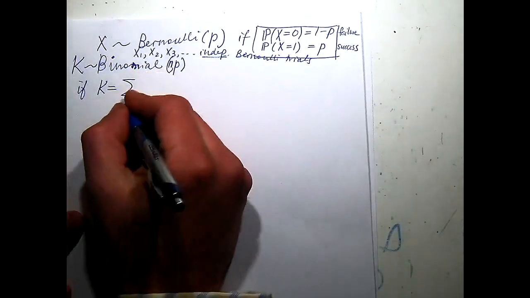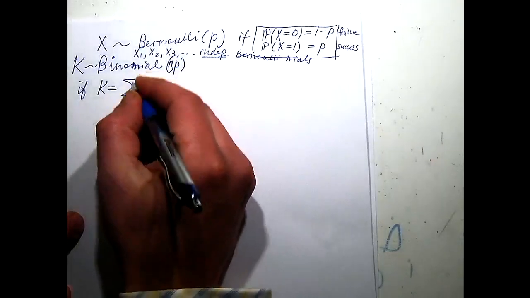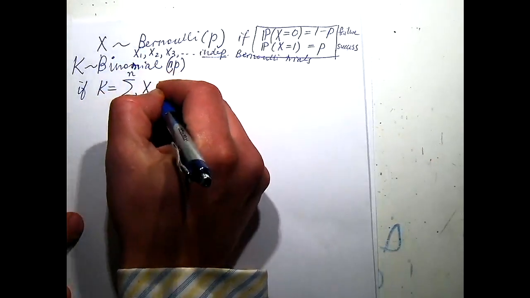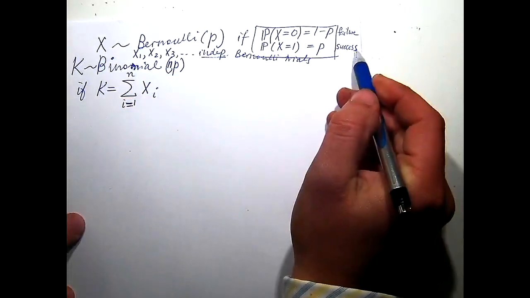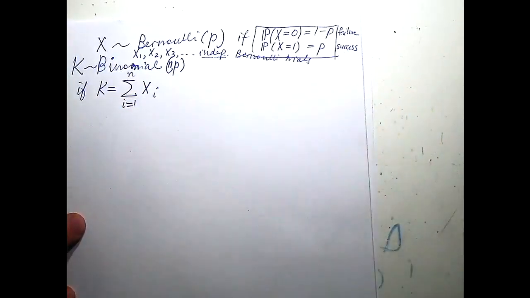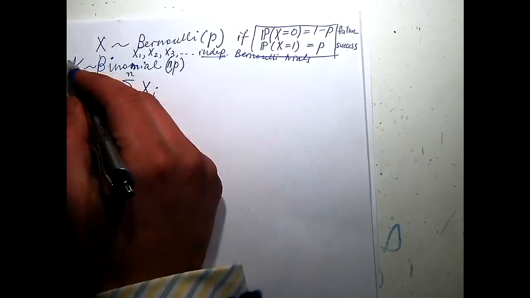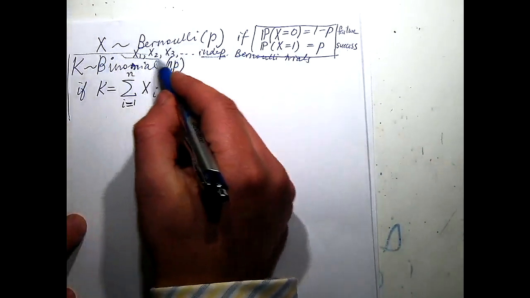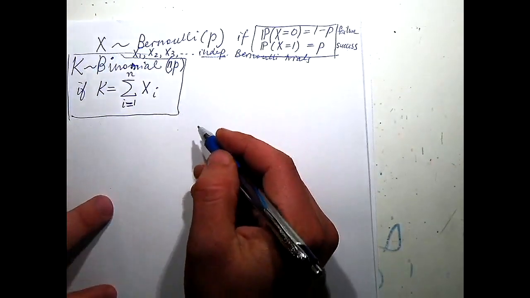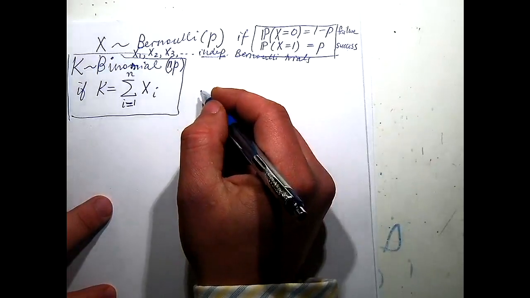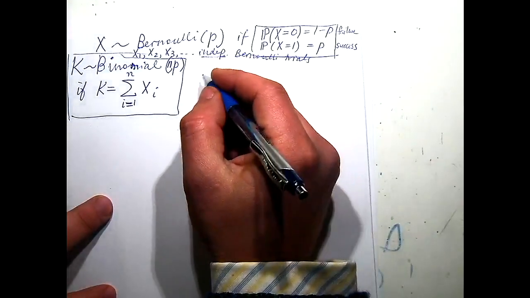And then if K is the sum from i equals 1 to n of Xi, you see that that's going to count a 1 for each of them that is a success. X equals 1 is a success. And that's going to count a 0 if it's a failure. So that specifies what I said in words before, which was that it's the number of successes in the first n trials.